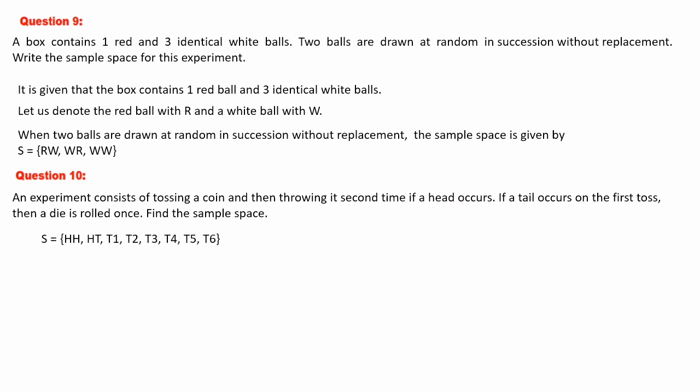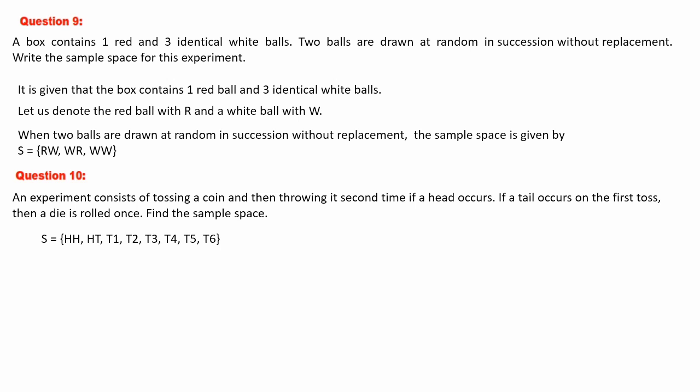Find the sample space. So here S is equal to: first time head you are getting. Head coming means, as mentioned, you will toss the coin a second time if the head occurs. So again you will get a head or tail. So HH is a chance. Next, head coming means again you will toss the coin, and tail may come, because head you have already taken. These are the two chances if head comes: first time head, second time head; first time head, second time tail. That's all.